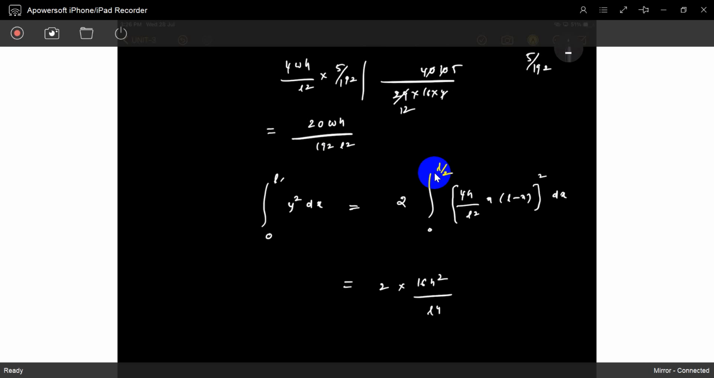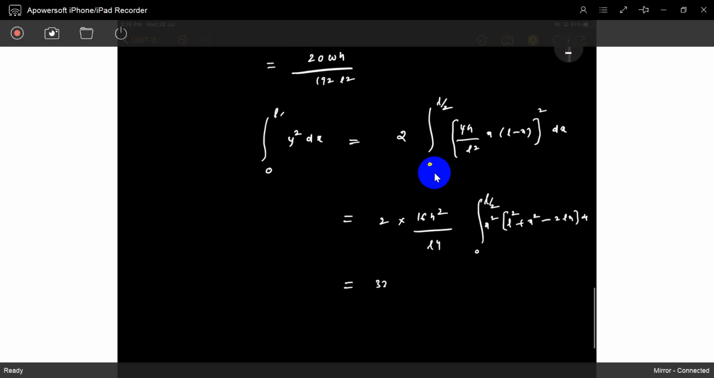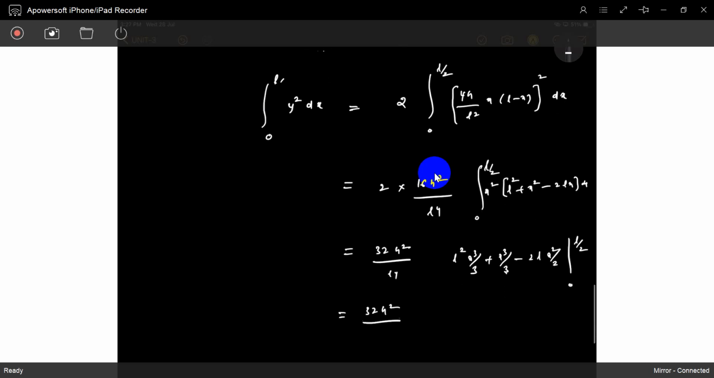16h square by L power 4 comes outside, x square into L minus x whole square, that is L square plus x square minus 2Lx. That's the integration. So it becomes 32h square by L power 4. Do it: L square x cube by 3, plus x power 5 by 5, minus 2L x power 4 by 4, 0 to L by 2. Substitute it.